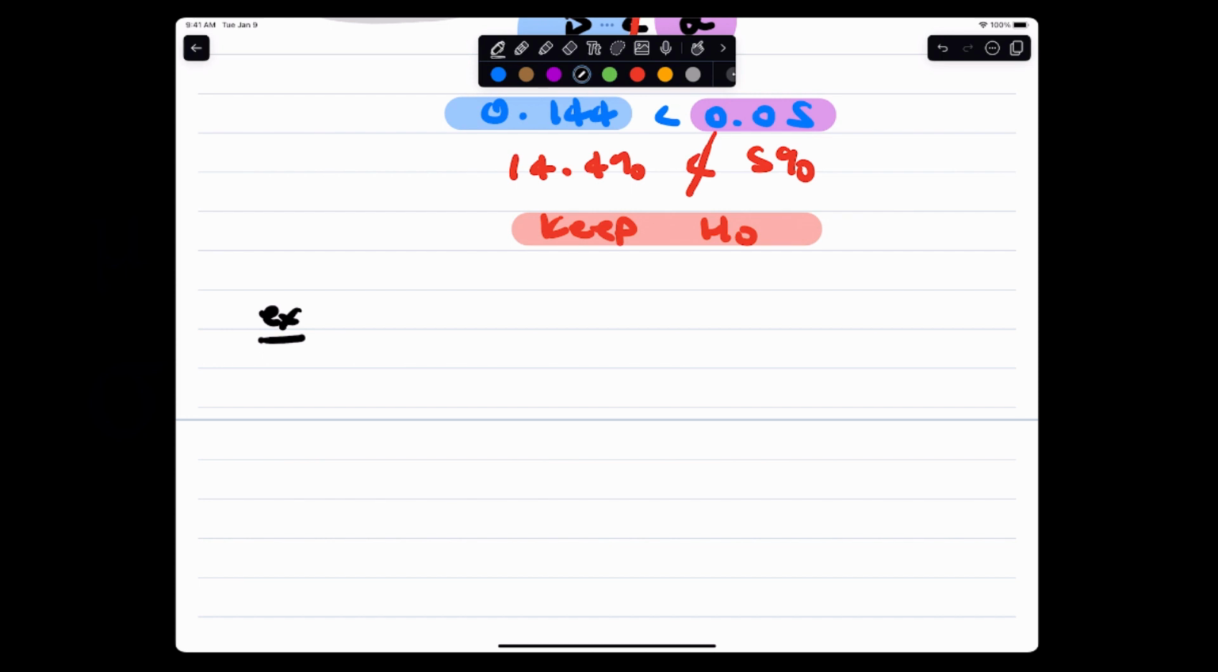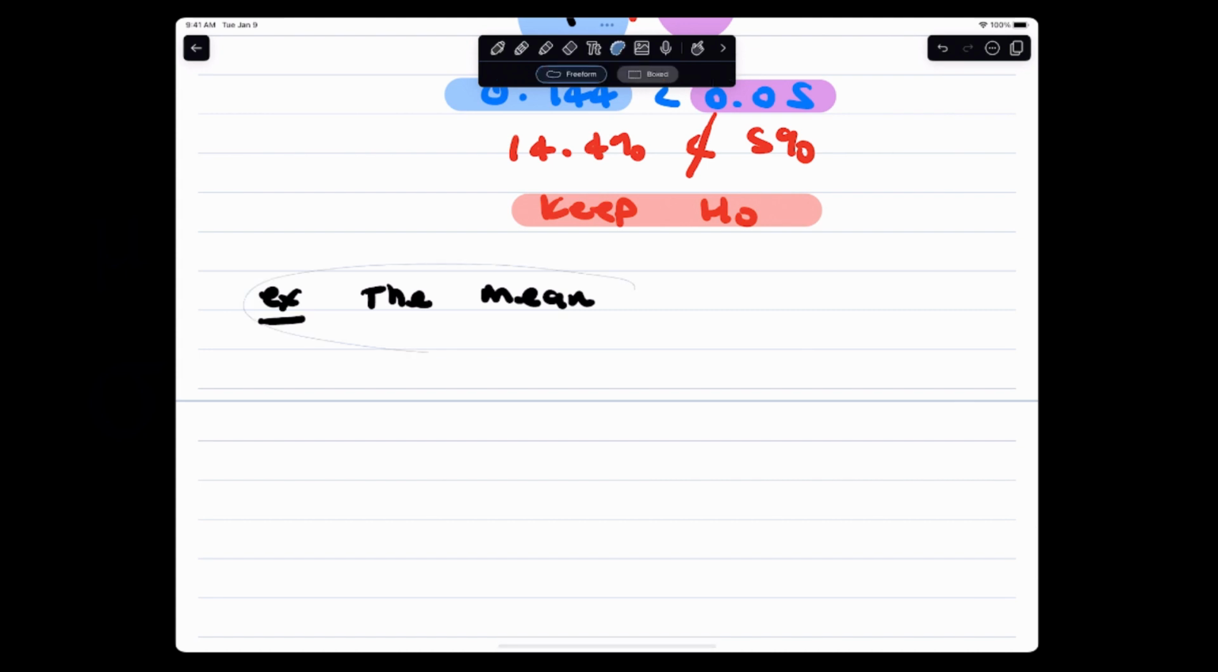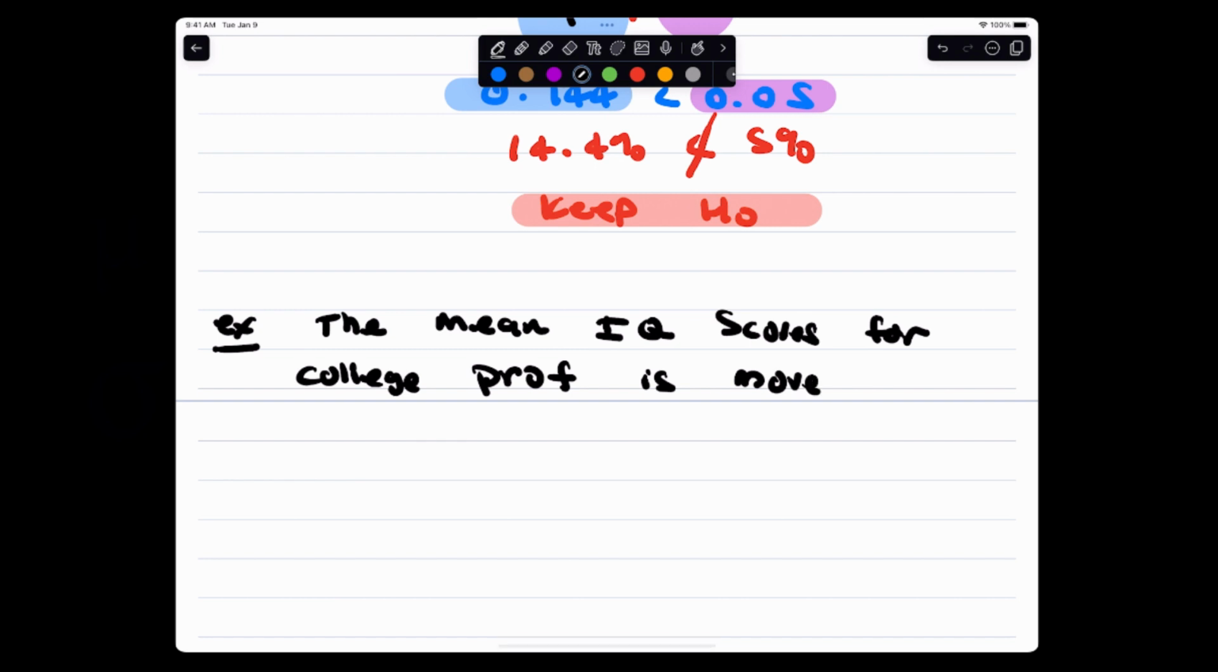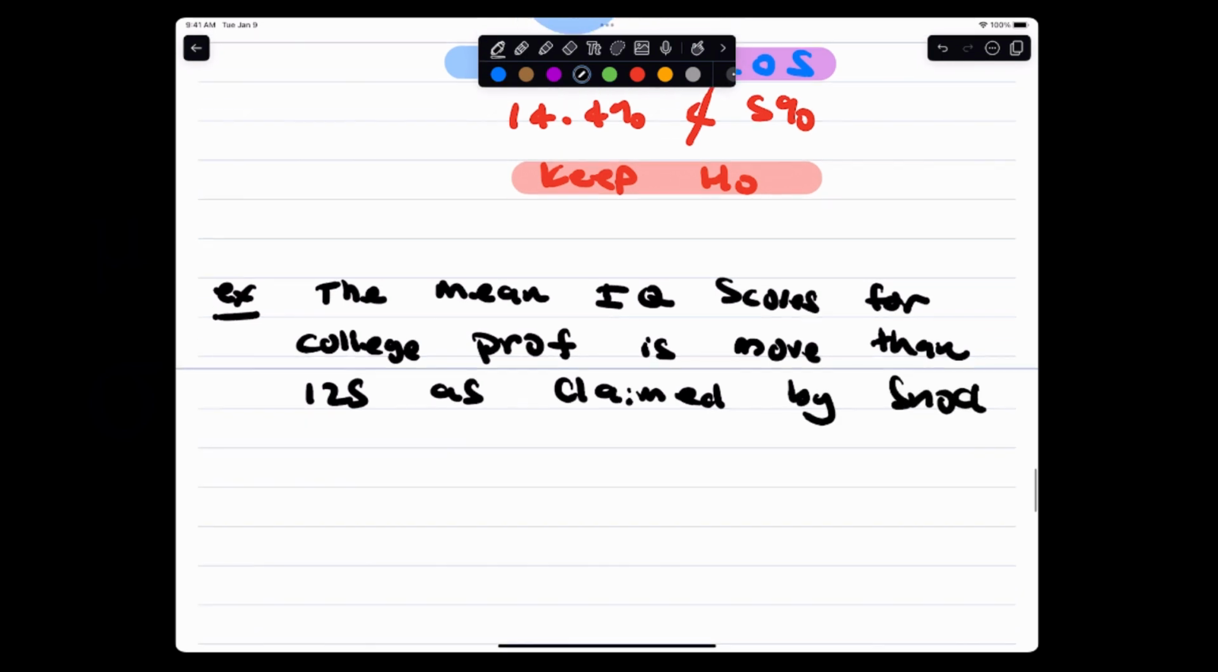Anyway, let's try another. You guys want to try one? Sure. Okay, let's say the mean what? Oh, the mean what? You know, we always have to try to keep it interesting for college students, right? The mean, let's say the mean IQ scores for college professors is more than, let's say, 125 as claimed by good old Snodgrass. I'll just call him Mr. Snod. How's that?